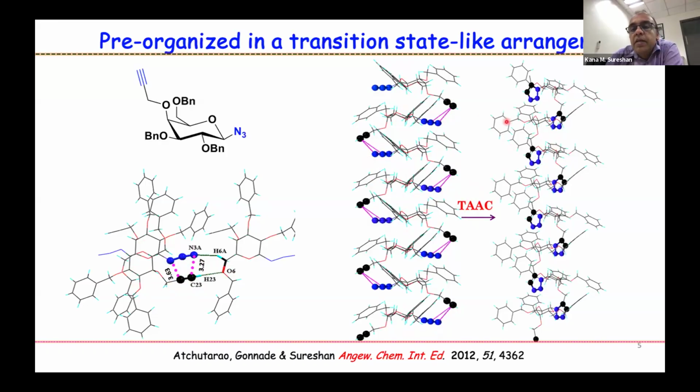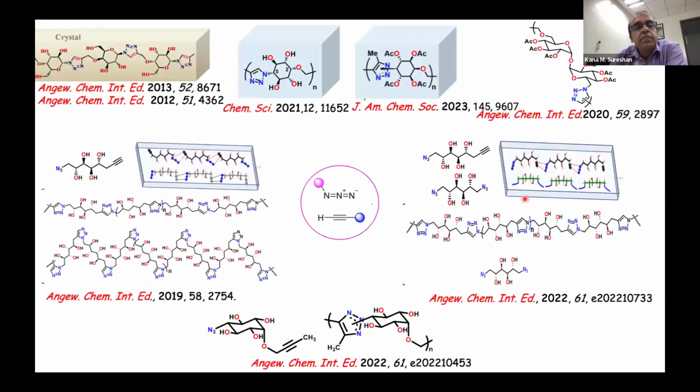You don't need to do anything. Just keep the crystal for some time and redo the X-ray structure. You can see all this azide and alkyne vanished, and you got this triazole. So it's a single crystal to single crystal process, and this can happen even at minus 10 degrees centigrade. We designed several sugar-based systems for this kind of polymerization.